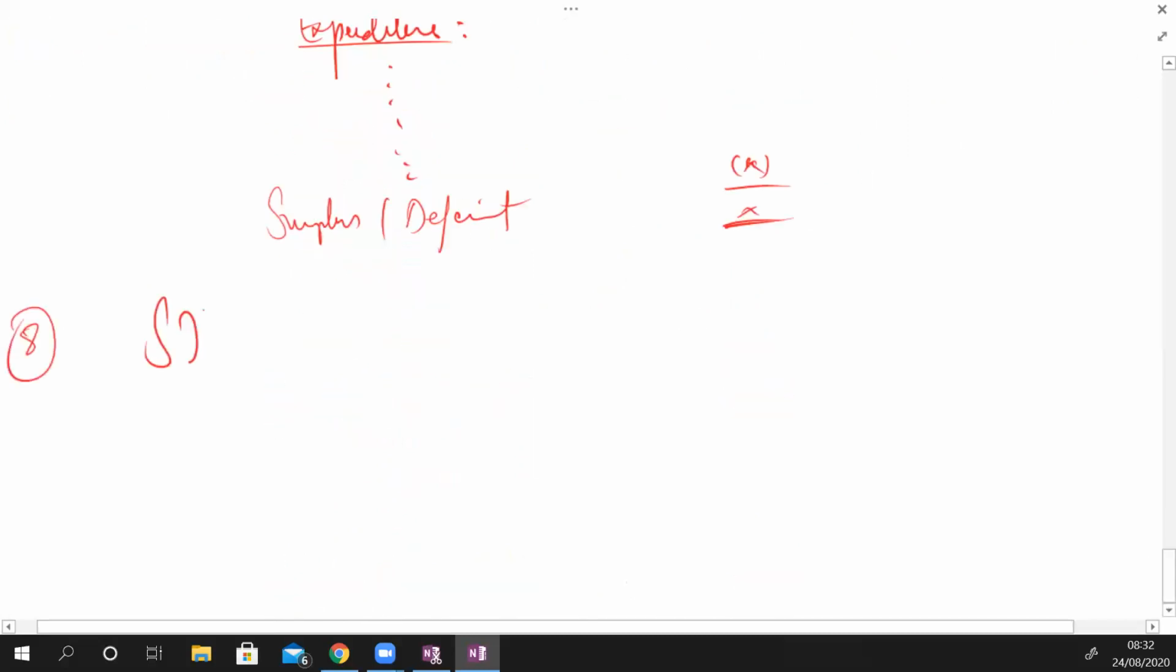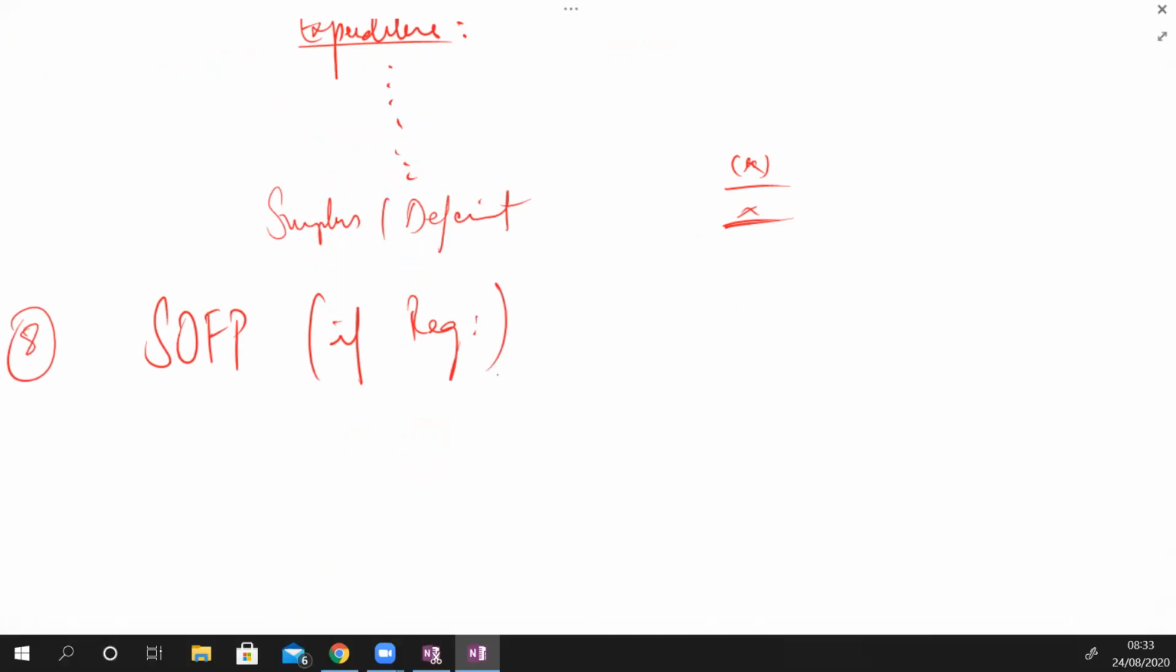ठीक है? Then you have to prepare number 8, SOFP if required. In the past 10, 15 years, I guess, they have only asked once to prepare the statement of financial position. Okay, so it's just the ones they have asked, so they can ask for it. हालांकि जब उस वक्त पूछा था, I remember it was not in the syllabus. Statement of financial position of the club was not in syllabus. But now they have included it. और अगर include नहीं भी किया, तो since they had asked it, that means there are chances that they might ask for it. So we'll do a couple of questions.